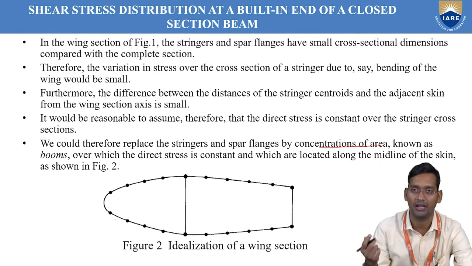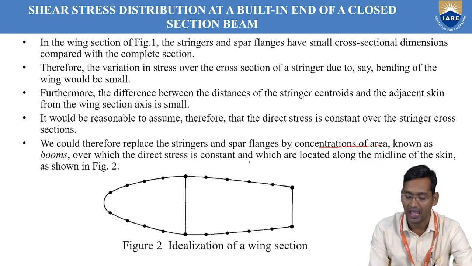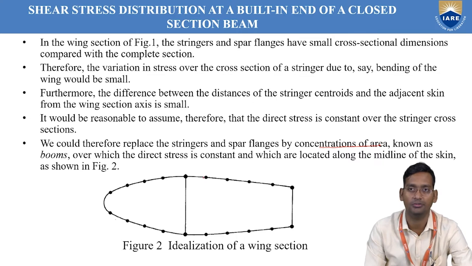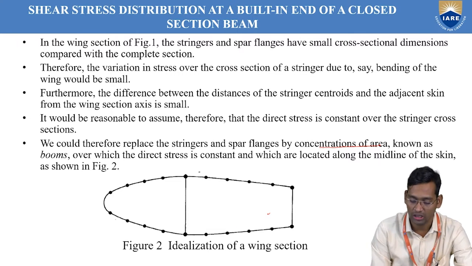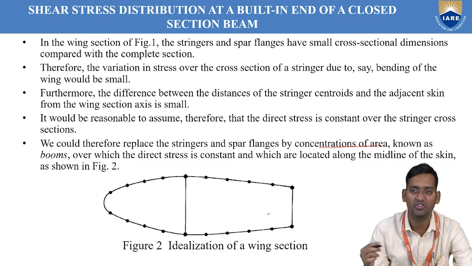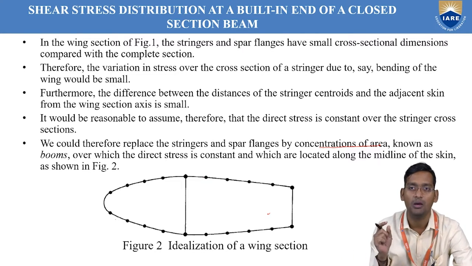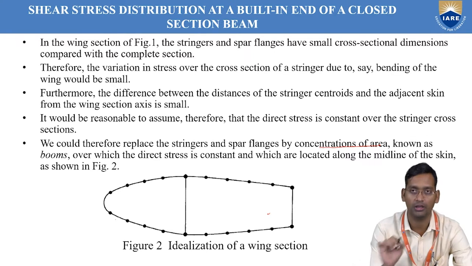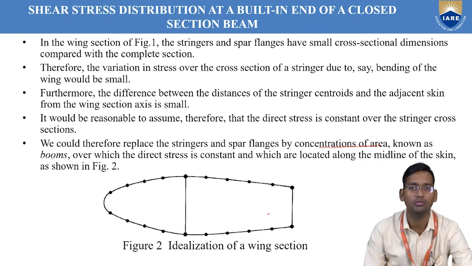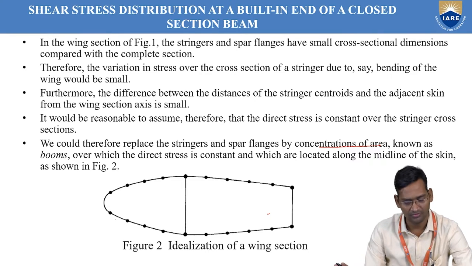What we assumed, that the overall area is named a boom, over which the direct stress is constant, and which is located along the midline of the skin, as shown here in figure 2. This is called the idealization of a wing section. Wherever stringers and spars are there, just remove them and put a boom there. As many stringers and spars as there are, put that many booms.